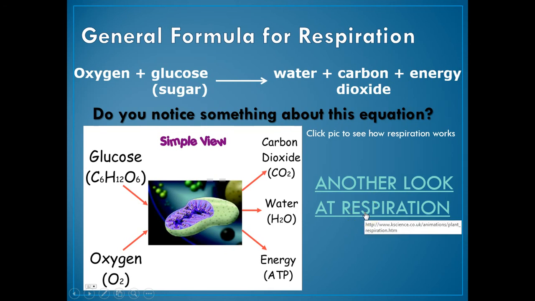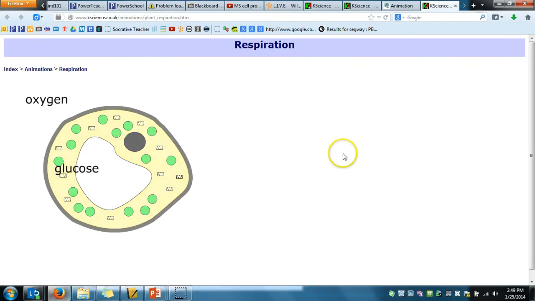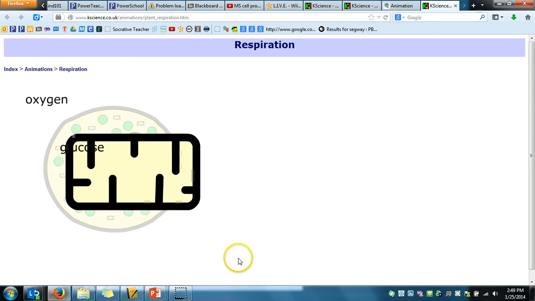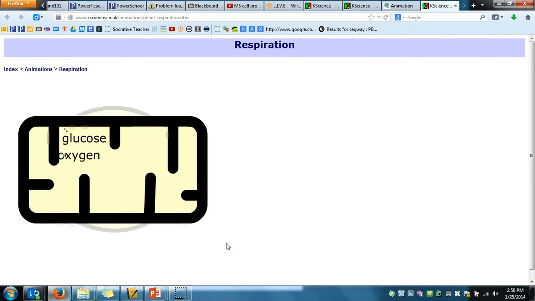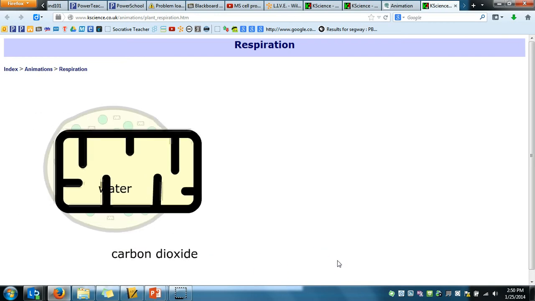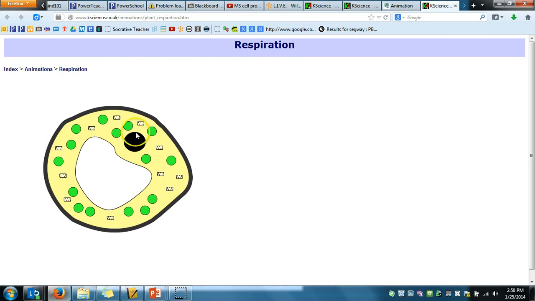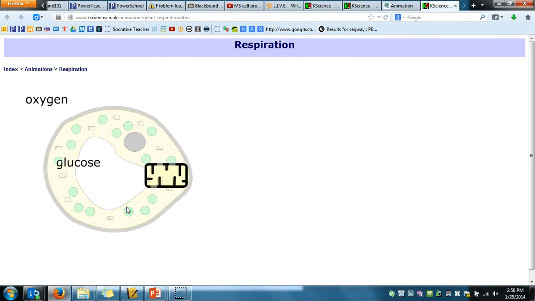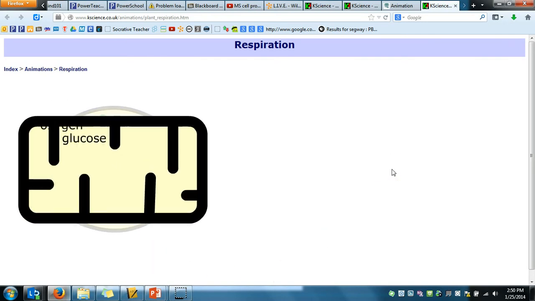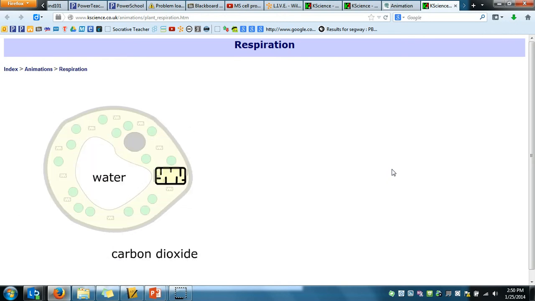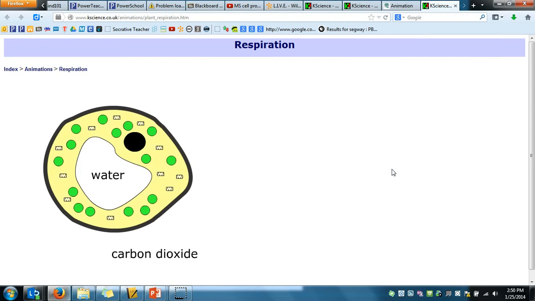Alright, let's take another look at respiration. Here you see a cell. If we take a close-up look at the mitochondria, glucose and oxygen go into the mitochondria, carbon dioxide goes out of the mitochondria and out of the cell, while water stays in the cell. Take a look at that again. Oxygen and glucose go into the mitochondria. They get turned into carbon dioxide and water. Water stays in the cell, carbon dioxide leaves.